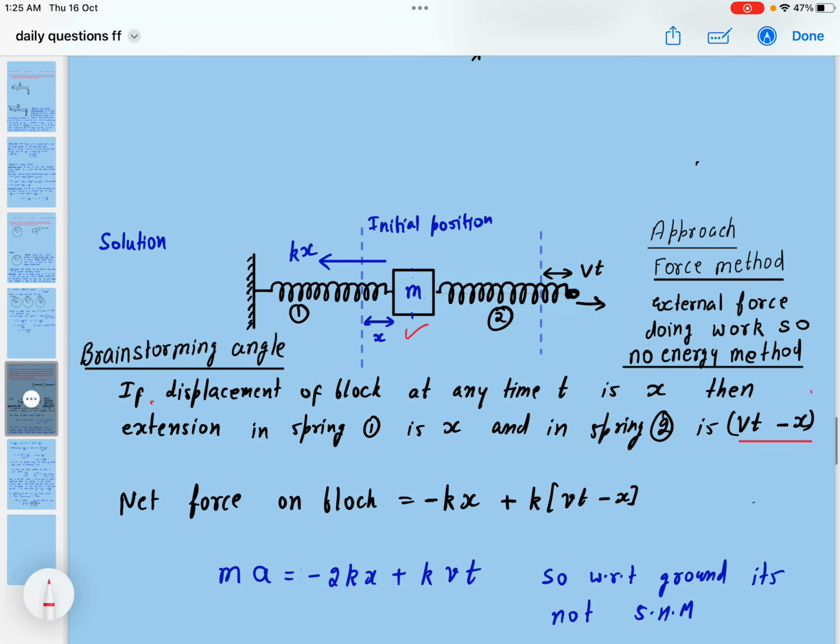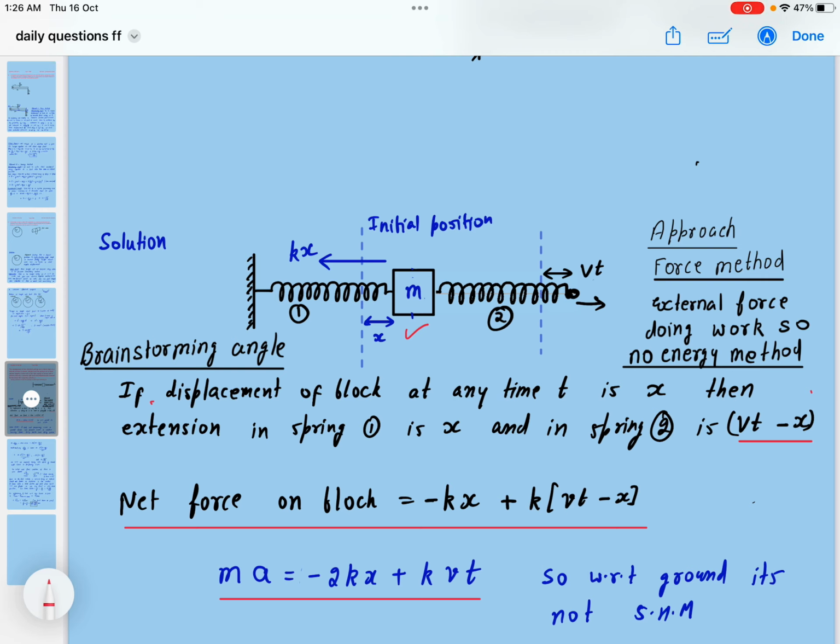So the net force on the block we can write in this manner: minus kx plus k times (Vt minus x). Any force towards left is negative, towards right is positive, like that I am writing. So I am getting this kind of equation, with respect to ground, with x the displacement of block m. As I said, just from what is given in the question, that we have to apply force to maintain velocity, it cannot perform SHM, and by the force method also we have verified that with respect to ground the block cannot perform SHM, right?